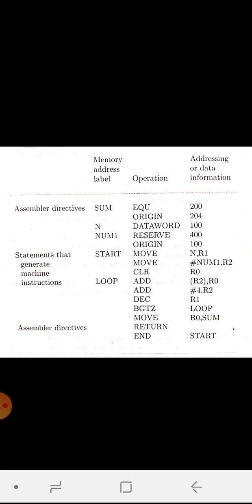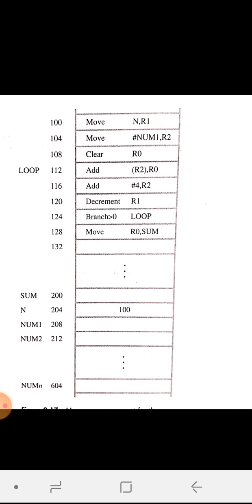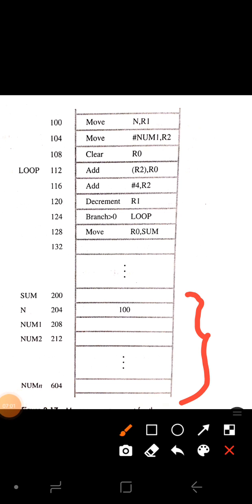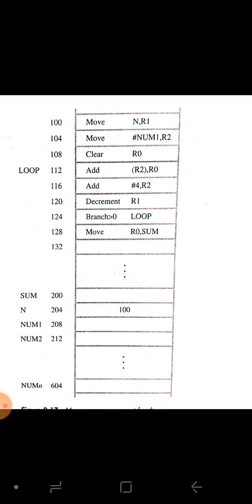So these are the different locations or the addresses what we have assigned, which has been shown here. So this is the section where you are storing the data block, and this is your program instructions where it is starting. Therefore the program instructions are starting at 100 and the data block is starting at 200.